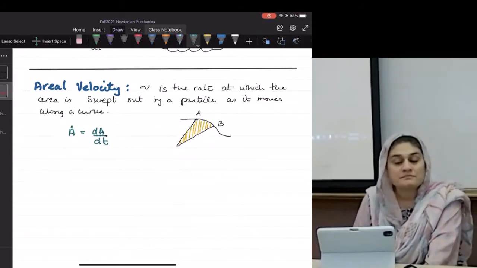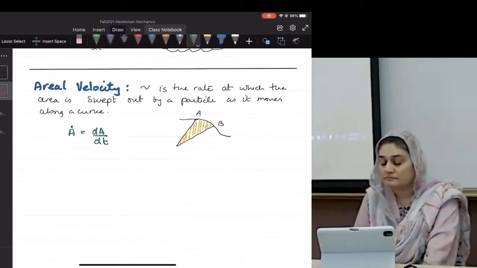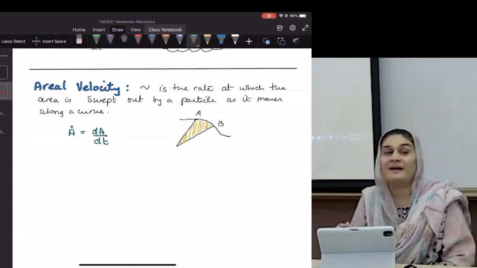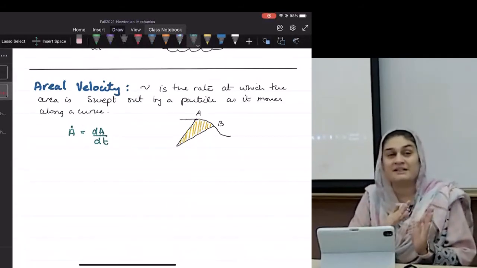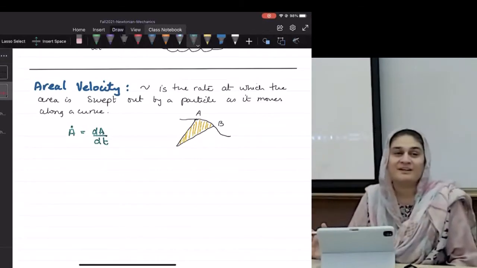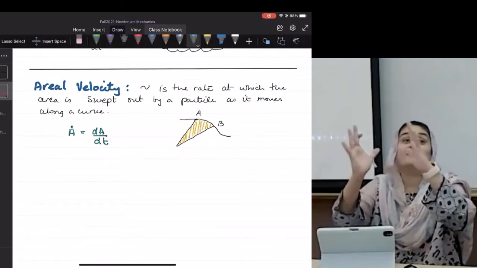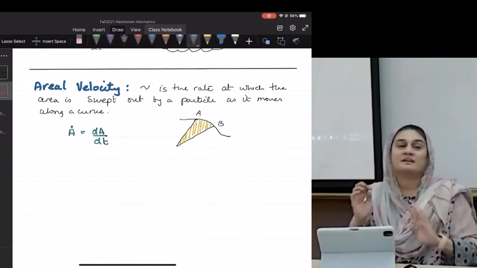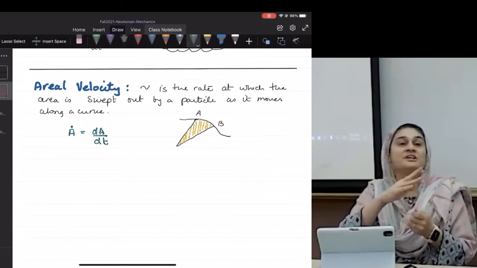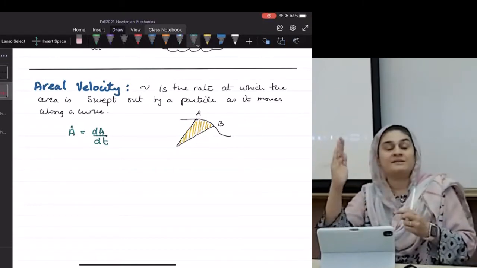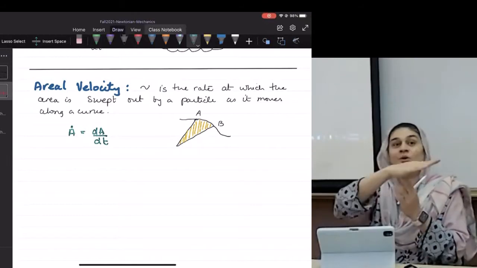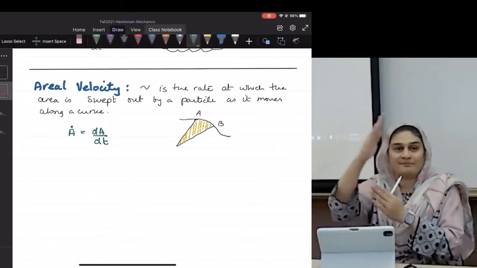So it would be from point A to point B, not the yellow part. The particle is moving from point A to B, but the areal velocity is the velocity of this area as it moves from point A to point B. The whole area is being swept. It's like a windshield wiper moving. Got it? So a windshield wiper doesn't do one point, right? It does a whole sweep every single time.